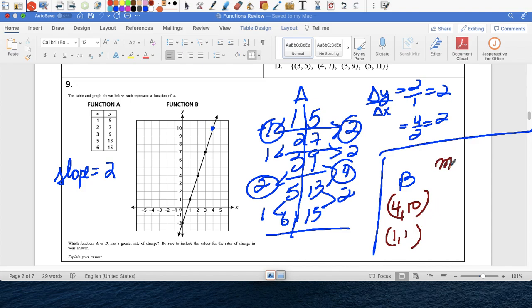And if you did slope y2 minus y1, etc., right, so this is my x2, y2, this is my x1, y1. You're going to get 10 minus 1, and then 4 minus 1. And notice that 10 minus 1 is 9, 4 minus 1 is 3, and my slope is 3. So function B, which is this line over here, is growing faster. Okay? Because the slope is 3, and this one, the slope is 2.